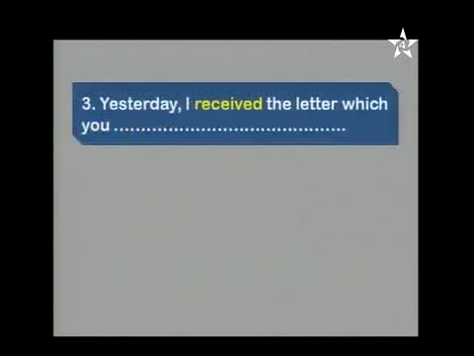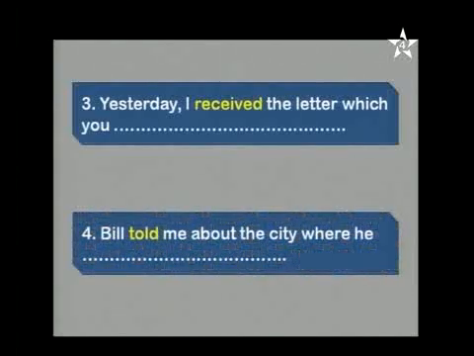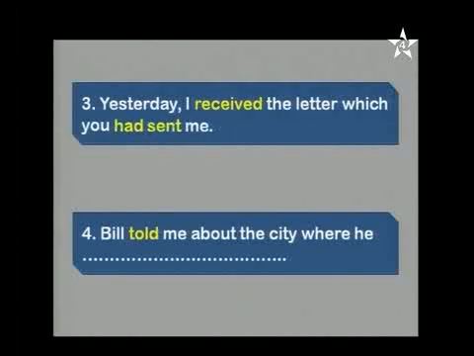Number 3, yesterday I received the letter which you, what did you do? Number 4, Bill told me about the city where he, so number 3, can you give me an example? For example, yes, I received the letter which you had sent me. Number 4, Bill told me about the city where he had spent his vacation, where he had lived, etc.